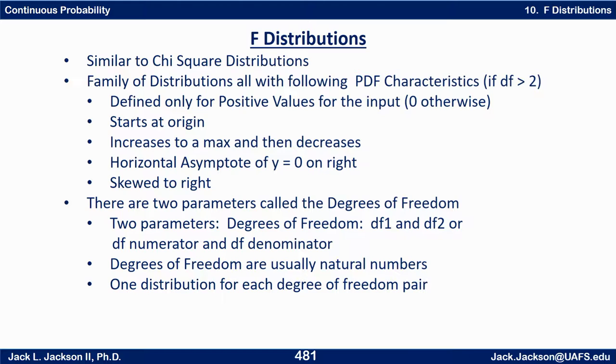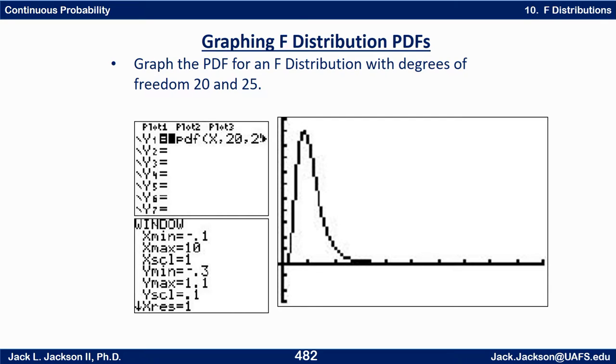They're called degrees of freedom 1 and degrees of freedom 2, or sometimes degrees of freedom numerator and degrees of freedom denominator. Degrees of freedom are usually natural numbers, and there's one distribution for every pair of degrees of freedom. Here's a graph of a PDF for an F distribution with degrees of freedom 20 and 25. So this should say F PDF X 20 25, and there's a graph.